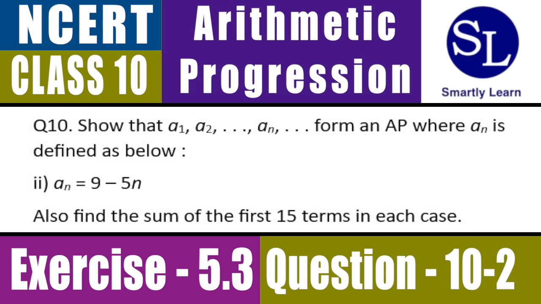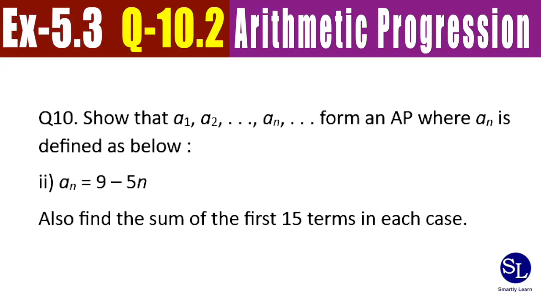In this video, let us see how to solve question 10 in exercise 5.3. We are going to look at the second subdivision in this question. Show that A1, A2, ..., AN form an AP where AN is defined as AN is equal to 9 minus 5N. Also, find the sum of the first 15 terms in each case.